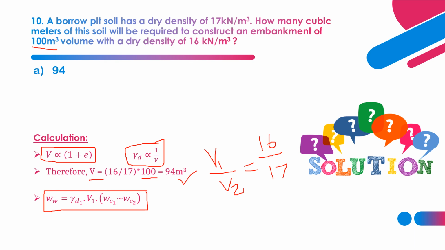So gamma d1 into V1 into this difference gives the answer for weight of water to be added in the embankment. Or we can use another formula too, gamma d2 into V2 into the difference. Either of these two formulas we can use to get the weight of water to be added. So these are the three important relations in case of borrow pit problem. For any kind of borrow pit problem, we can use these three relations to get the relevant answer.